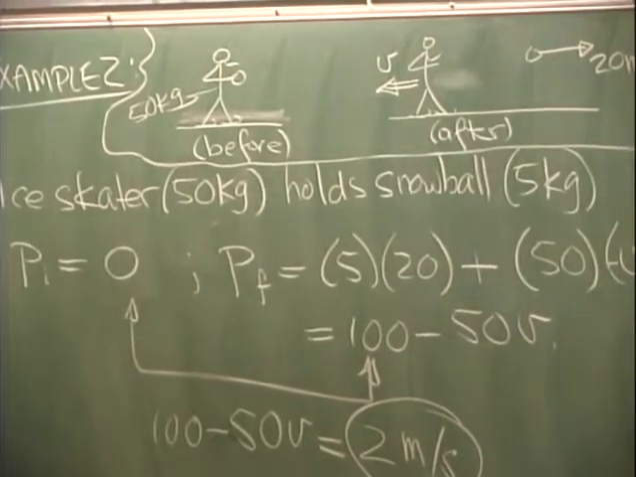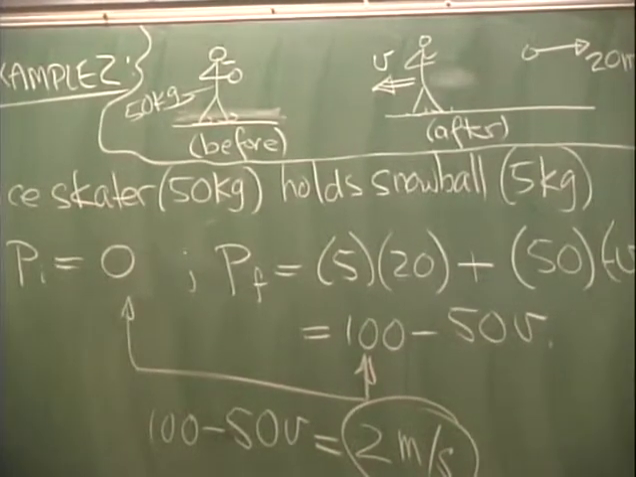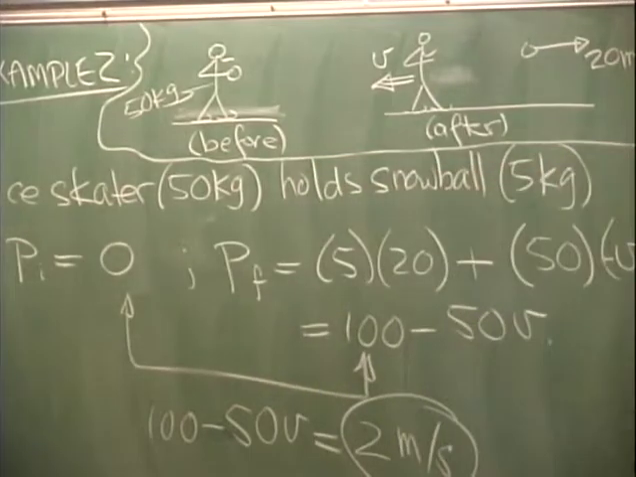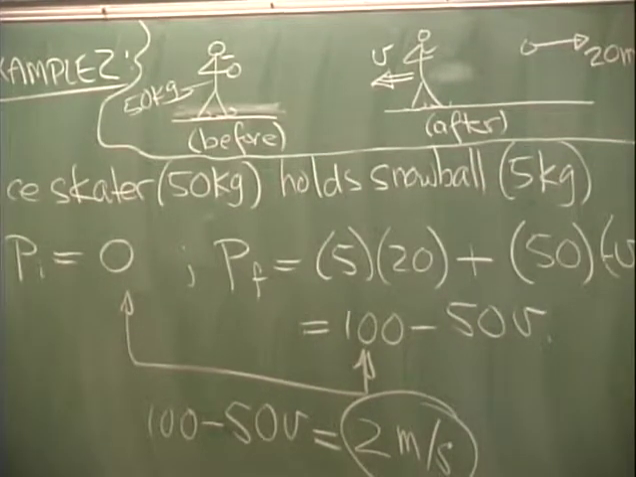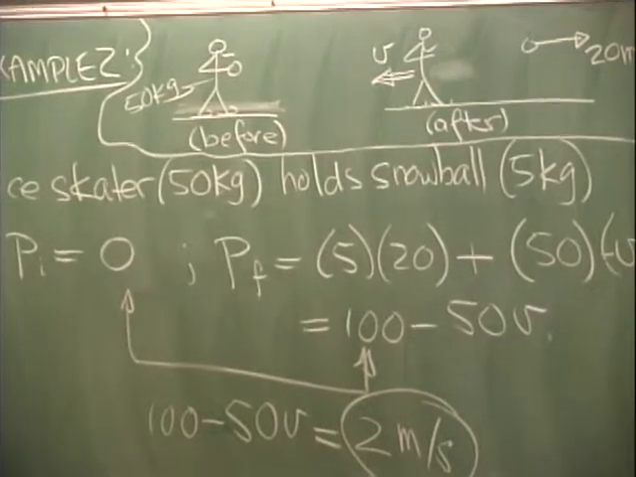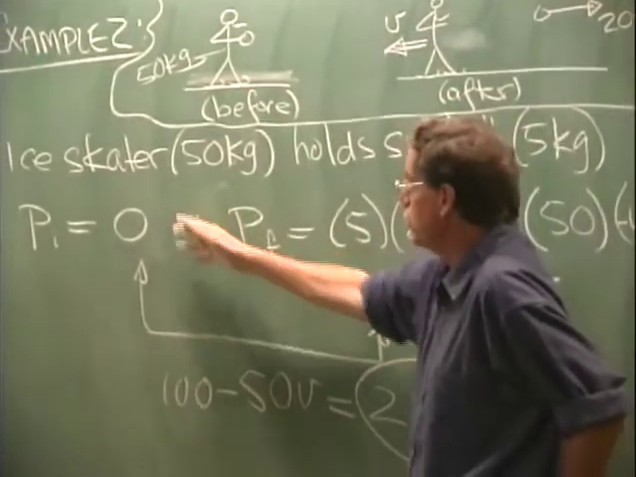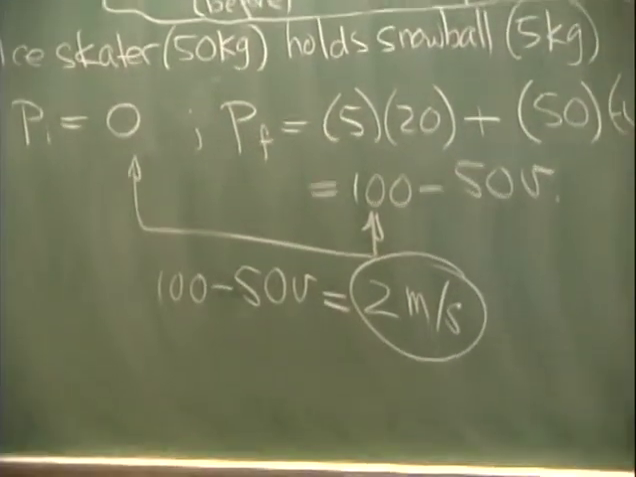She recoils at 2 meters per second, the same as the velocity of this car over here. How about that? I should have made up different numbers. But conservation of momentum: in this instance, the initial momentum was 0, and the final momentum is something or other.